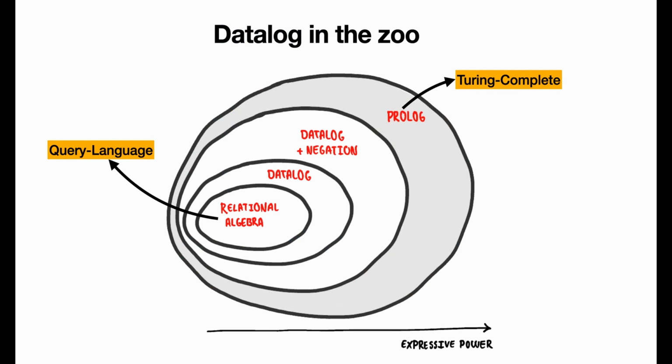So if we look at Datalog in the wild zoo, this is how the hierarchy looks, right? You have relational algebra like SQL, which is more like a query language, and Prolog. Prolog is a full-fledged logic programming language, which is a Turing complete language, so you can make all kinds of computations in it. And Datalog sits somewhere between the two.